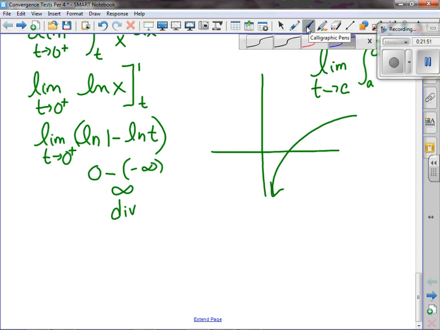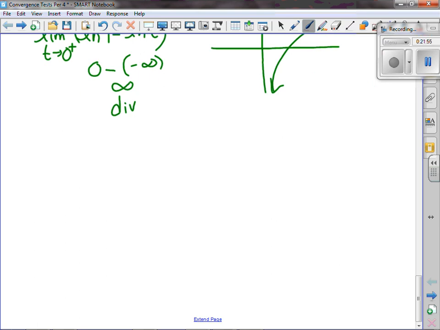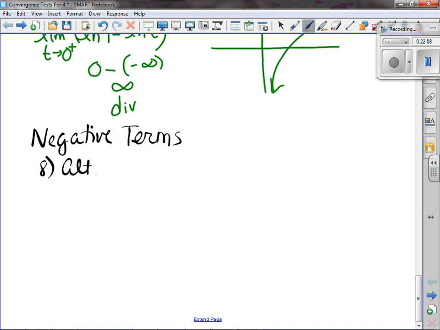But what if you have negative terms? There are two types. If you get negative terms, you can't use any of these tests. They don't work. So we have 8, alternating series.